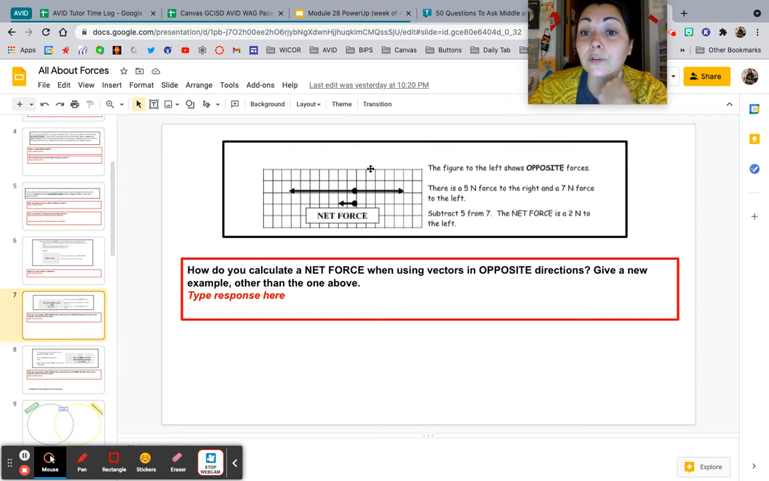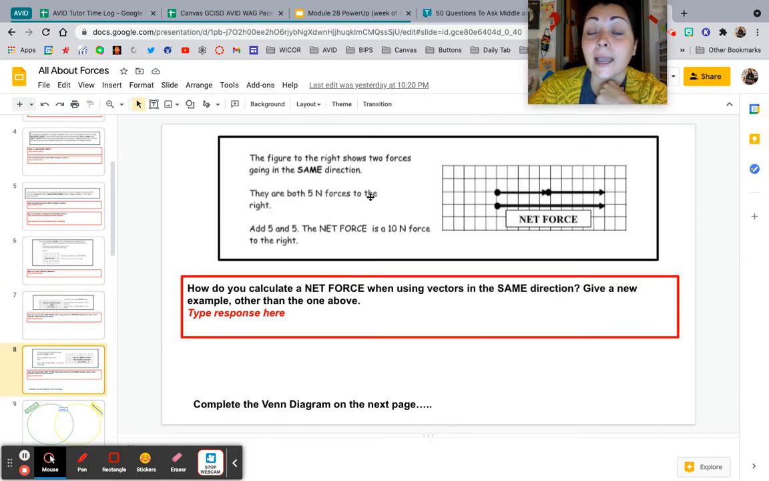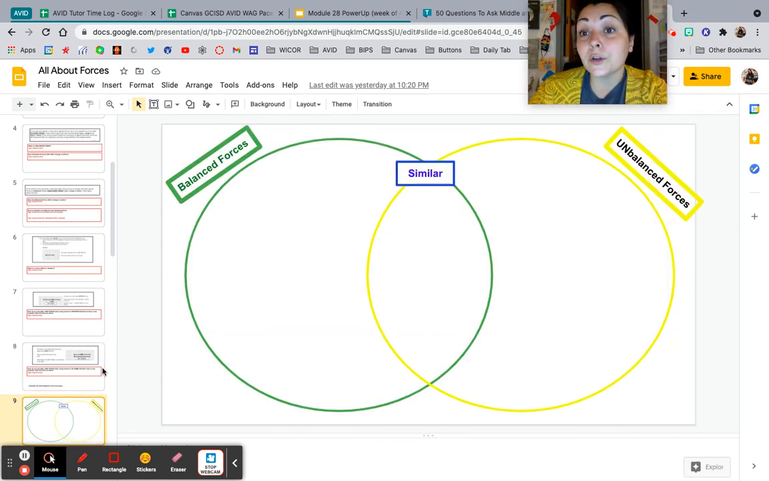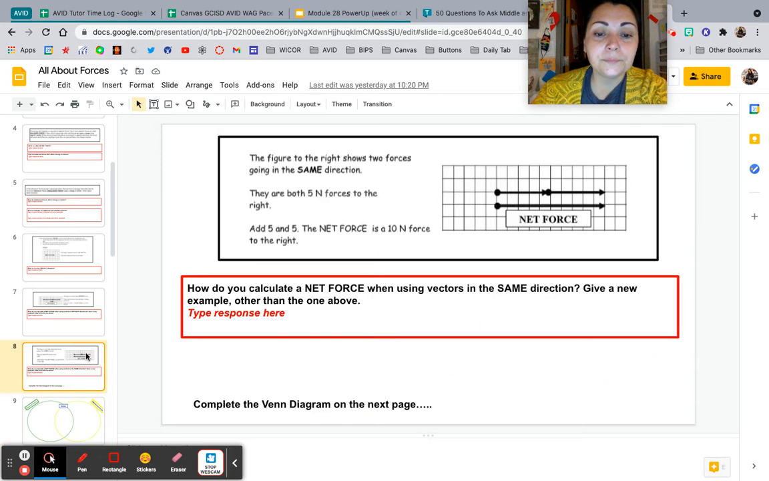So number 7, you're going to read this info about calculating vectors for net force for opposite forces, and you're going to answer this question. And then you're going to look at forces in the same direction and how you calculate net force, and you're going to answer that there. Then you're going to complete the Venn diagram. I'm going to add this now.